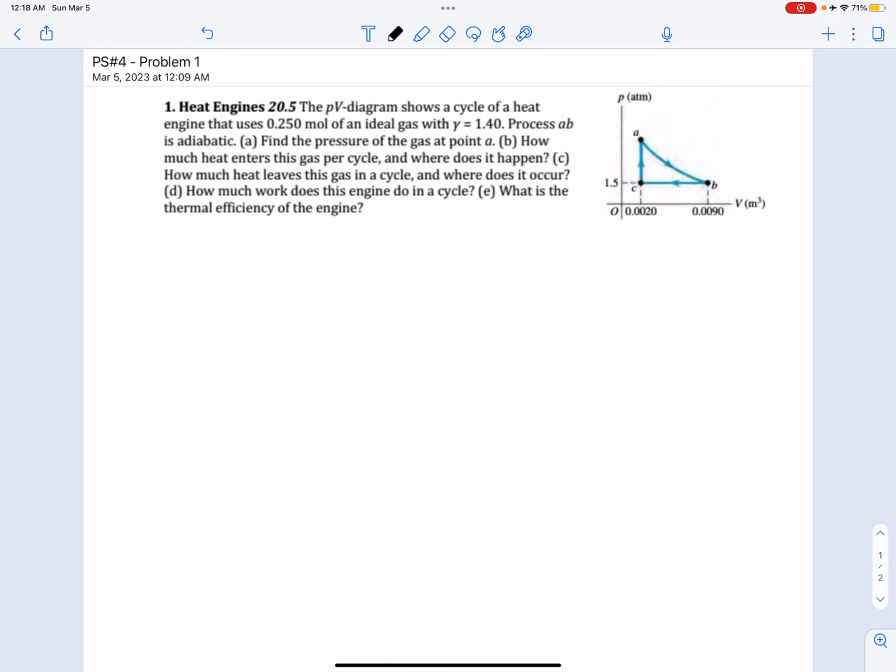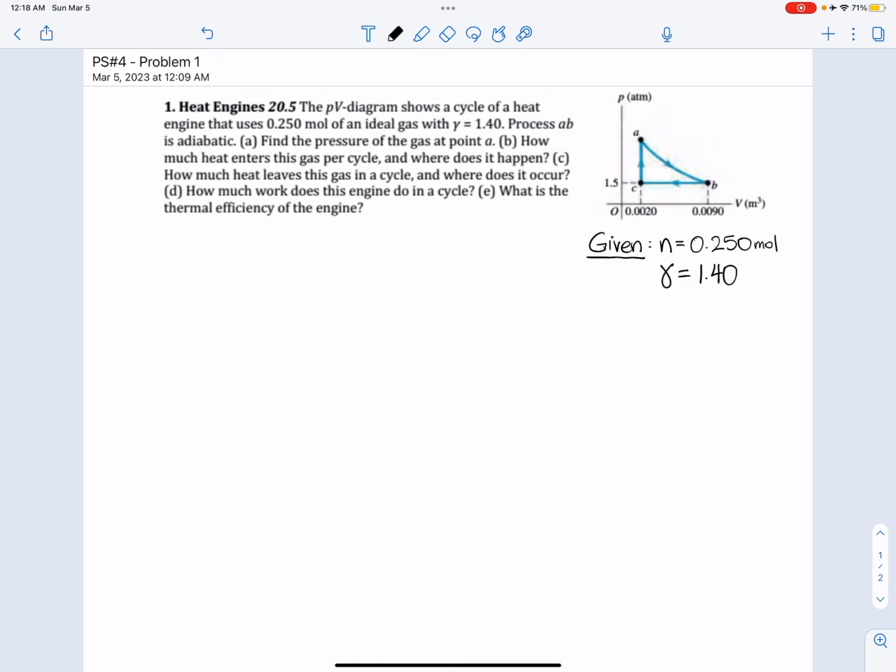Okay, so let's write down our given information. So givens: the number of moles is 0.250. The ratio of molar heat capacity, that's gamma, is equal to 1.40.